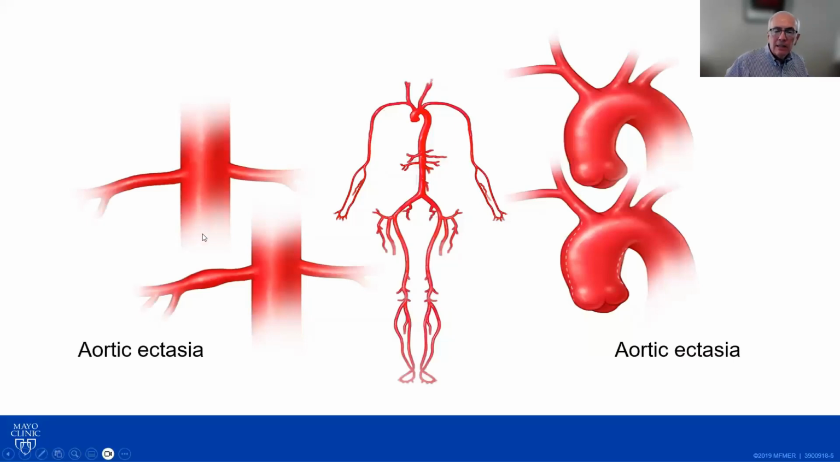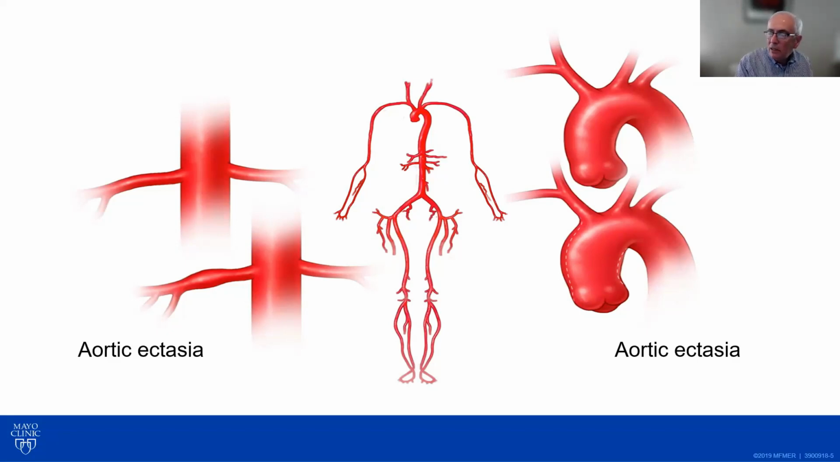Finally, I'd like to say a word about what aortic ectasia is. Aortic ectasia would be an enlargement of an artery or the aorta, which does not quite meet the criteria for aneurysmal enlargement. On the left, you can see that a branch artery, the artery that goes to the right kidney, is slightly larger than the example above, which is a normal renal artery. And this would be an example of renal artery ectasia.